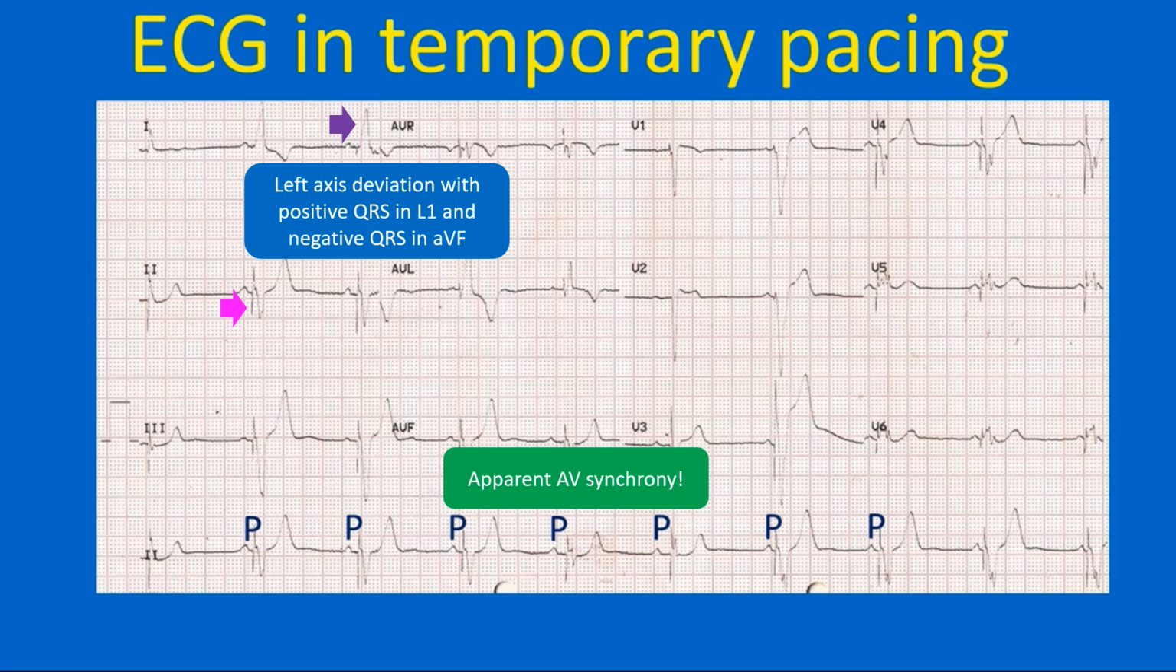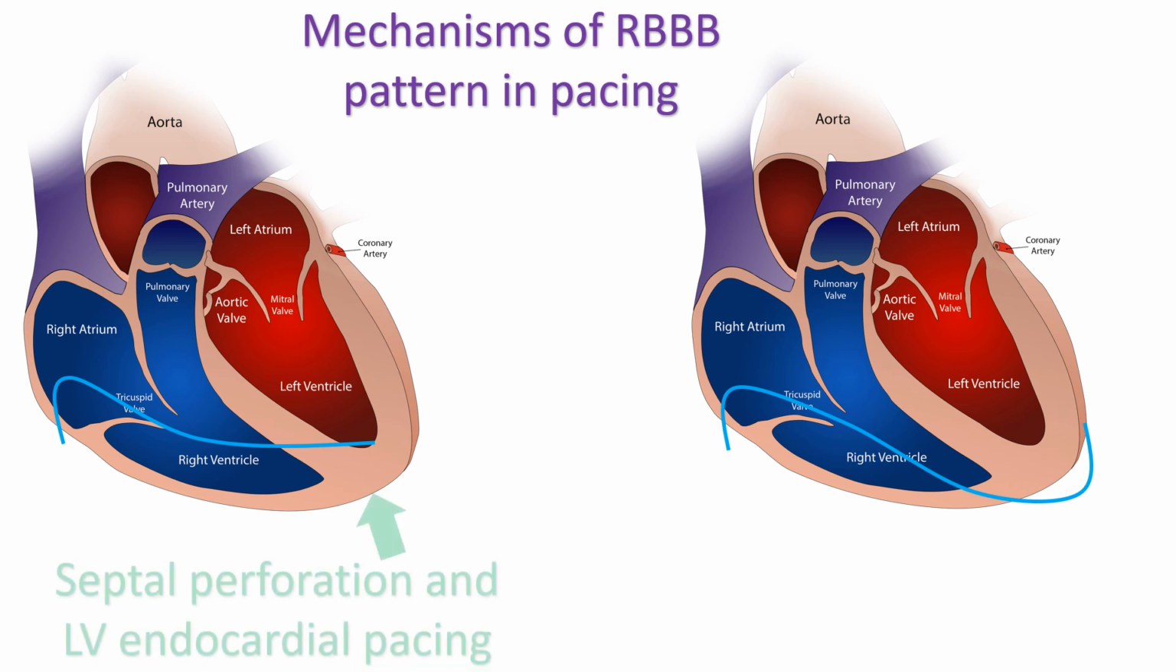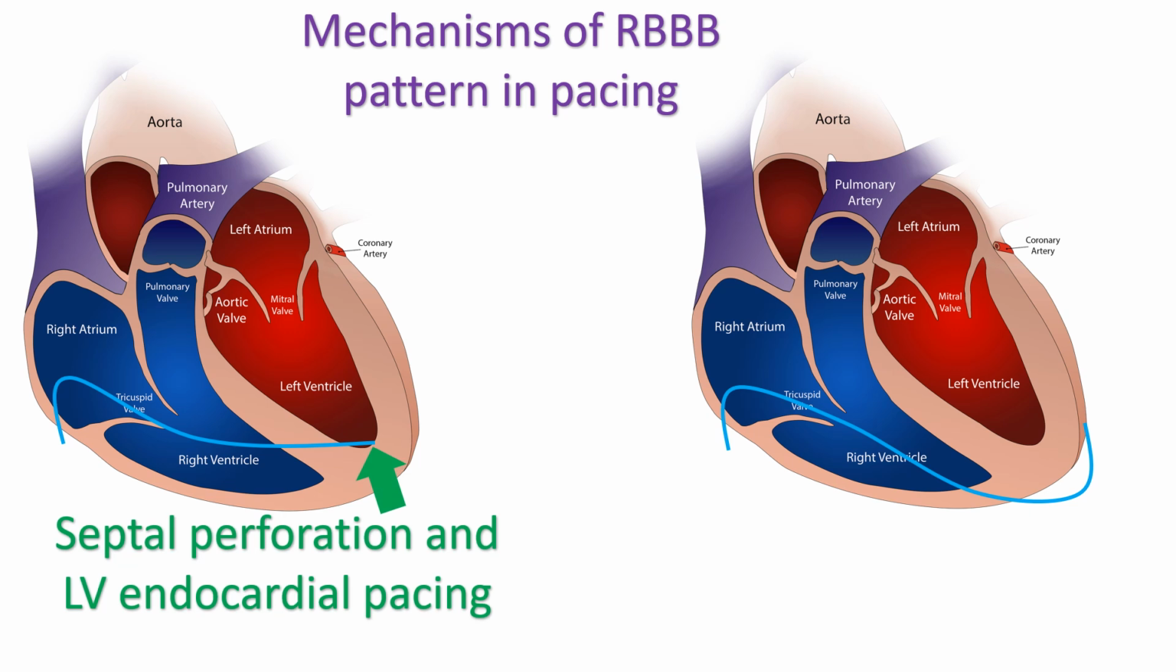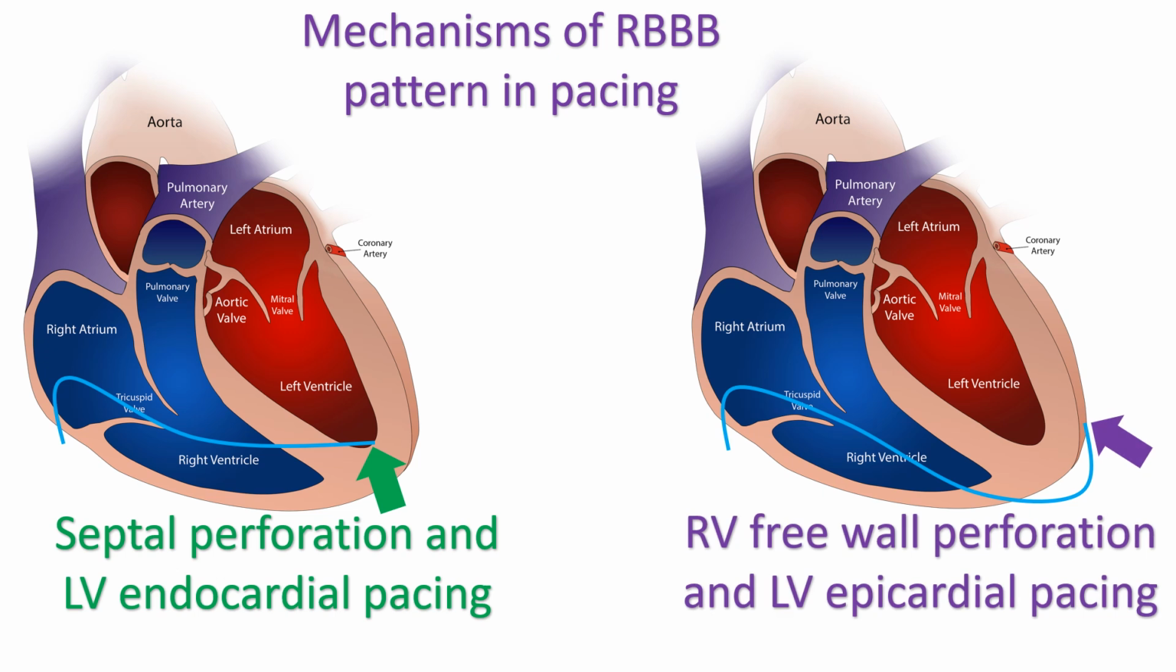If the lead tip slips and paces the right ventricular outflow region, it will give an LBBB pattern with inferior axis. Right bundle branch block, RBBB pattern, if it occurs in the setting of temporary pacing, may indicate lead tip perforating either the interventricular septum and pacing the left ventricle endocardially, or the right ventricular free wall and pacing the left ventricular epicardium through the pericardial cavity.